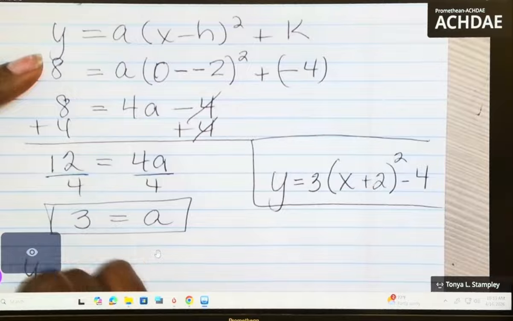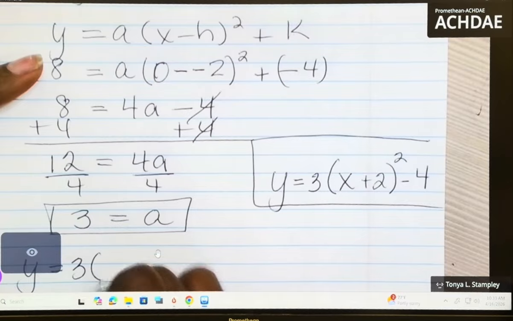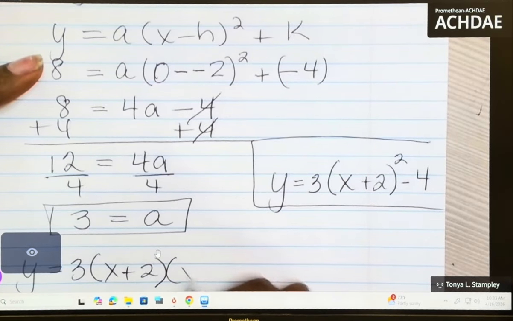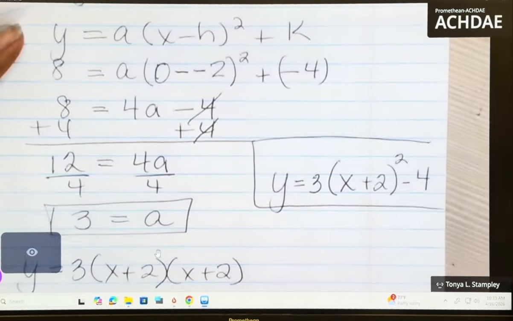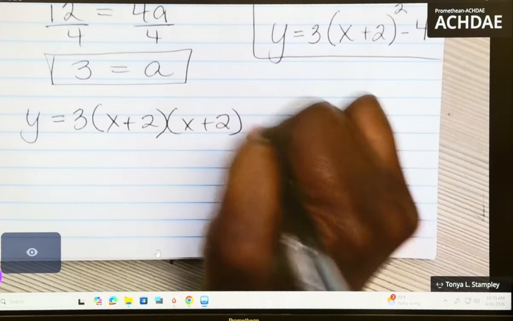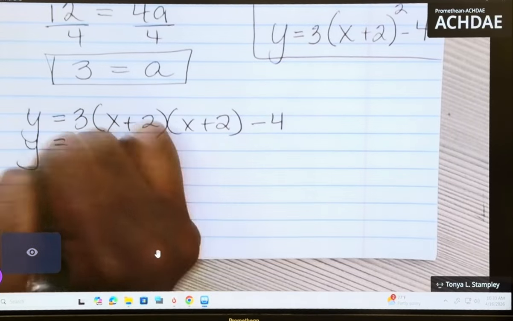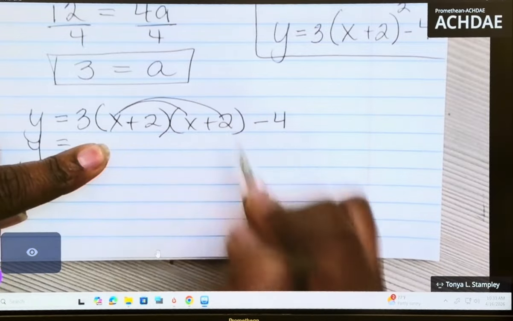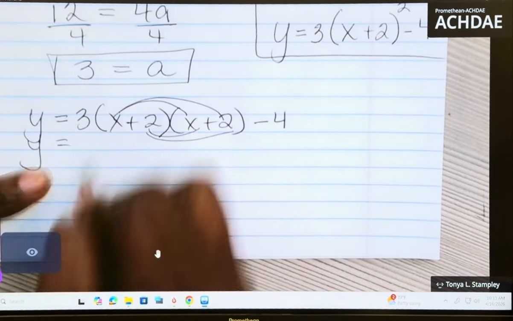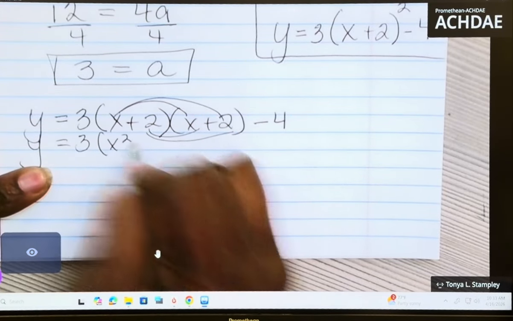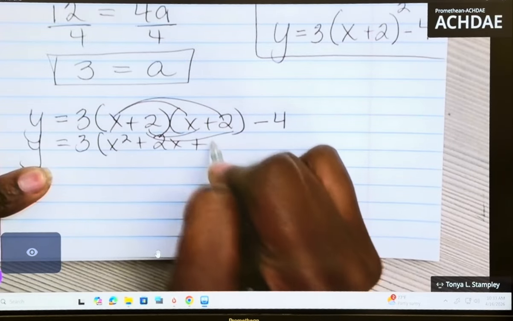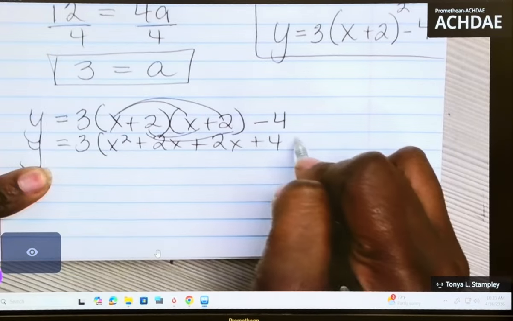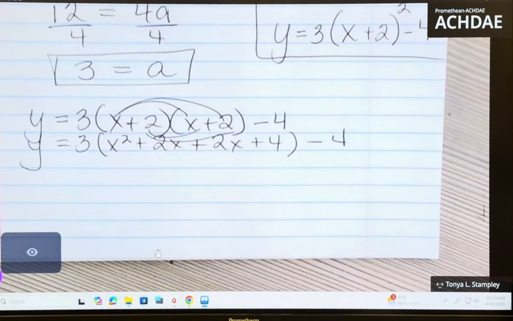I'm going to put y equals 3 times (x plus 2) times (x plus 2) minus 4. Y equals, what do we do next? This is all about order of operations. Distribute: x times x, x times 2, 2 times x, 2 times 2. So 3 times (x squared plus 2x plus 2x plus 4) minus 4. Y'all good?